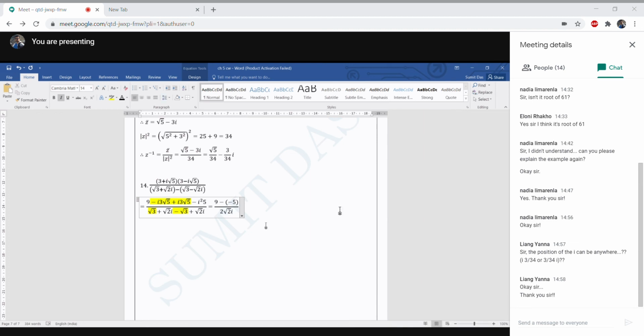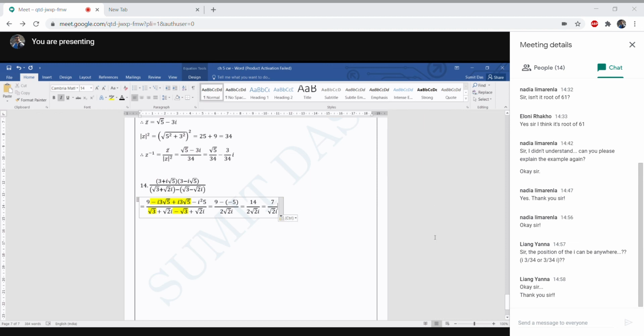Then you just simplify. Before simplification, try to do one thing. First simplify, then I'll tell. Denominator will be the same, numerator will be 9 plus 5, which is 14. From numerator and denominator, 2 cancels, so it will be 7 divided by root 3 into i, 7 divided by root 3 into i.